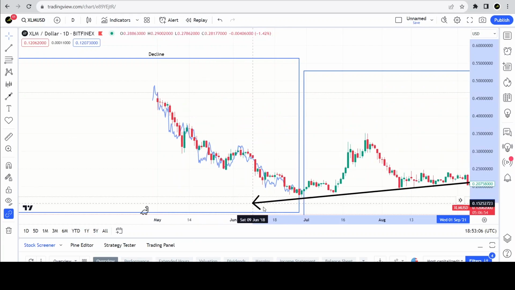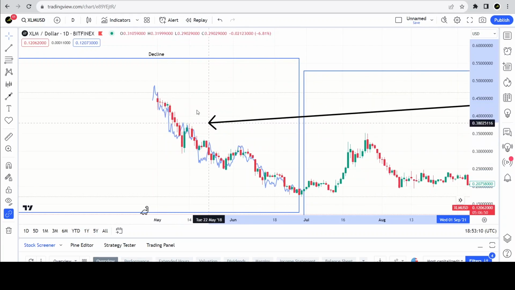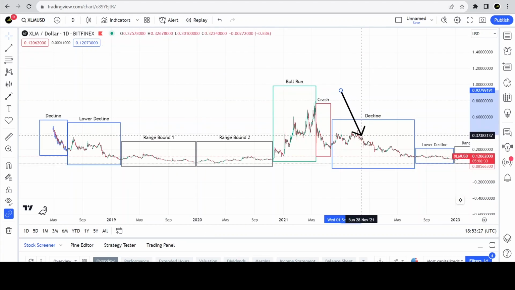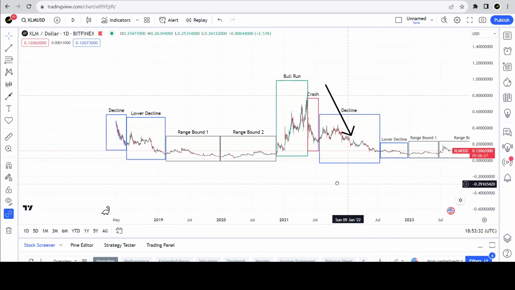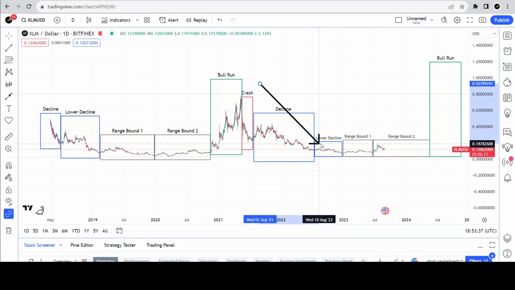So as you can see, this structure has been repeated from its original one right here. This is the original copy to over here. And as you can see, it is a close match. Now let's move on to the next structure. So the next structure is the lower decline.